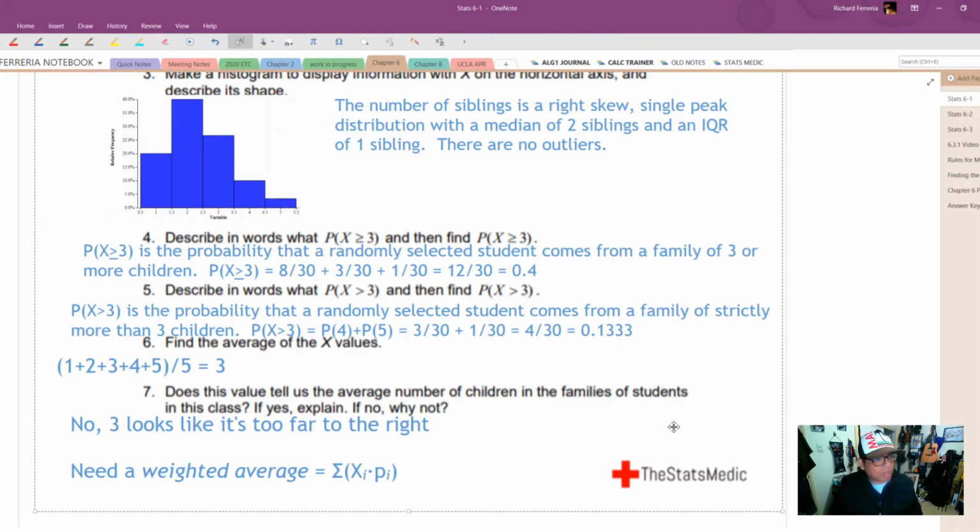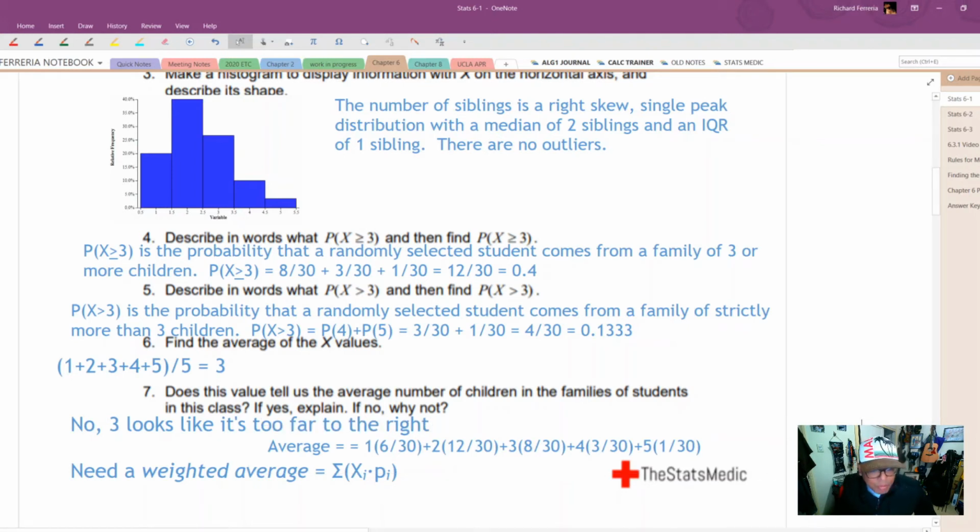In other words, the influence of having 2 children should be greater than the influence of having 5 children, since just looking at the histogram, there are more families with 2 children than there are with just 1 child. So the way to do that with the weighted average is you're going to add up all of the x values multiplied by their corresponding probabilities.